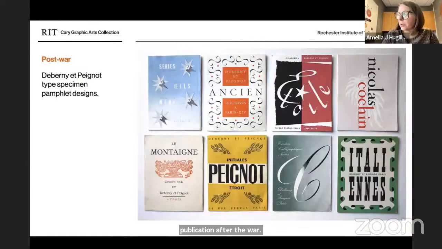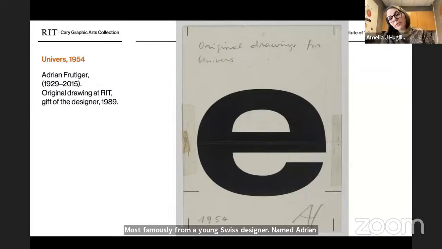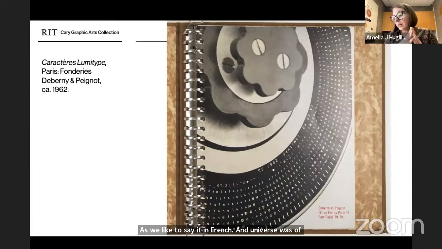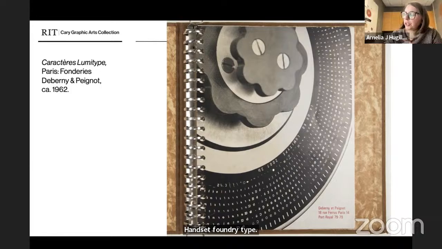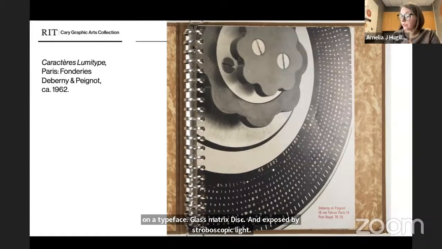However, the type foundry reemerged, and it reinvigorated their backstock and commissioned new typefaces, most famously from a young Swiss designer named Adrian Frutiger, the creator of the Universe typeface, or Univers, as we like to say it in French. And Univers was, of course, the first typeface released in three typesetting media: handset foundry type, Monotype machine composition, and a revolutionary new typesetting technology of phototype, where a negative film of a character's shape was included on a glass matrix disc and exposed by stroboscopic light for paste-up films for offset lithography, usually.